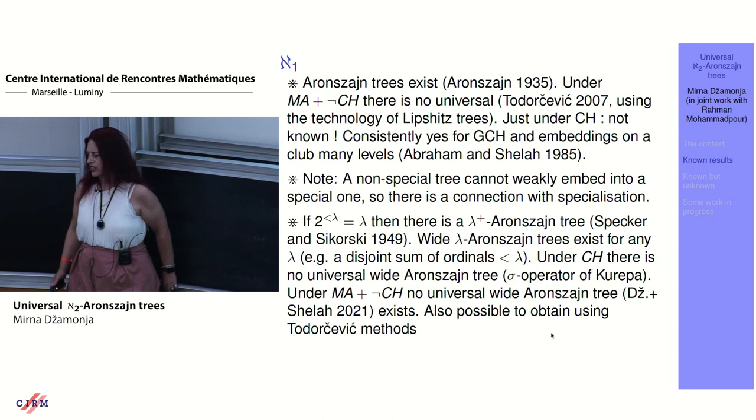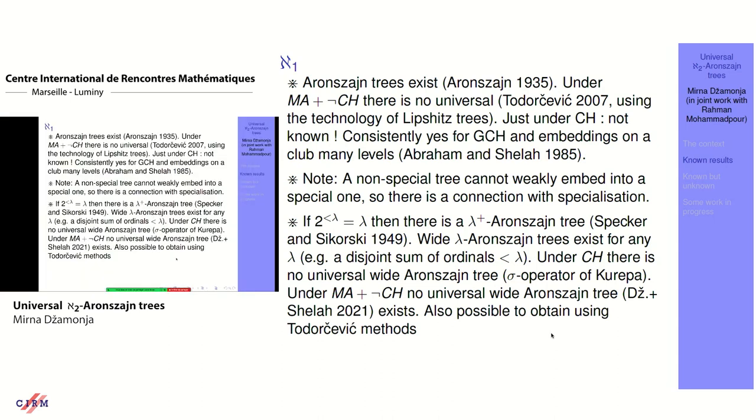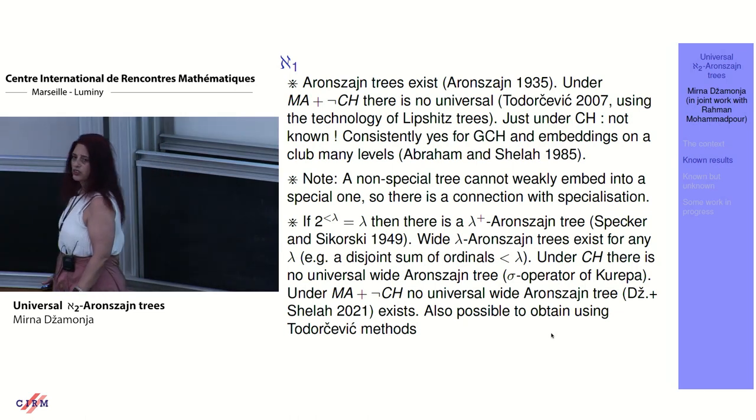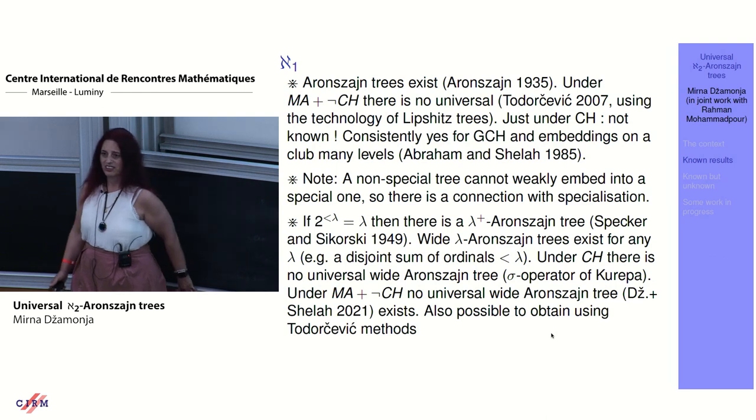Without CH it is different. Now, how about other situations, under MA and not CH? There is no universal wide Aronszajn tree. That is in our paper with Shelah that appeared in JSL.